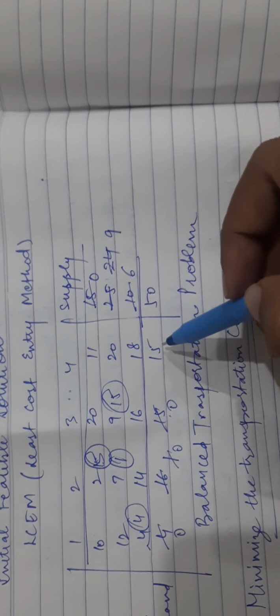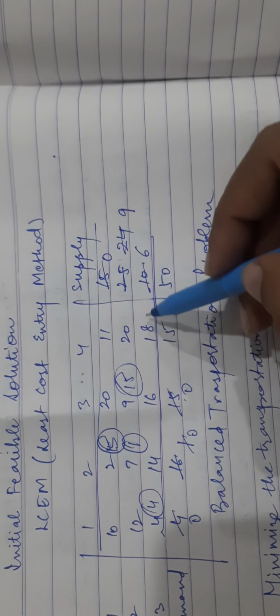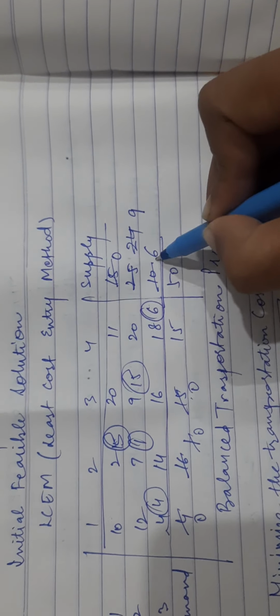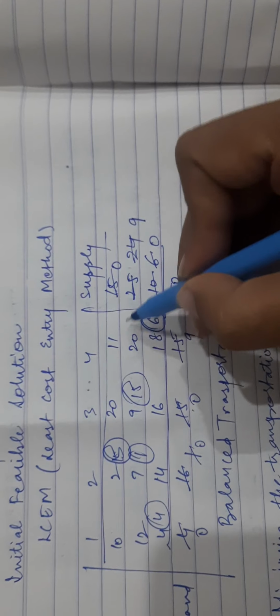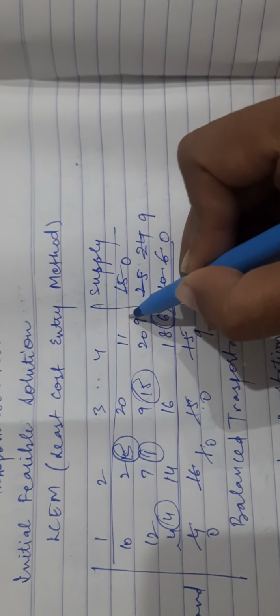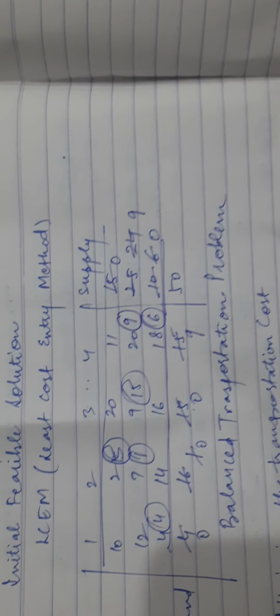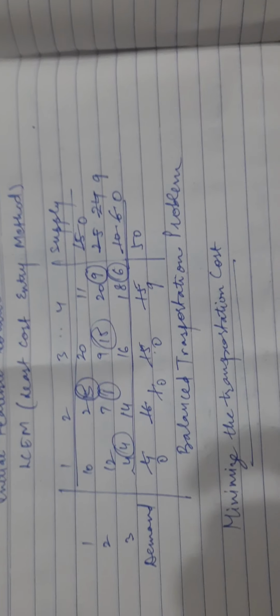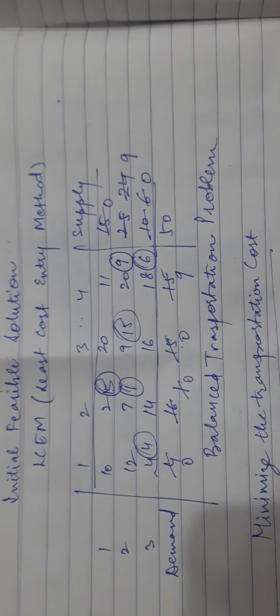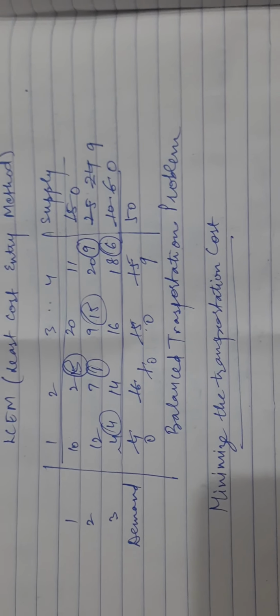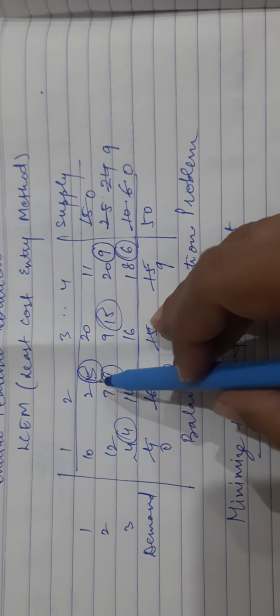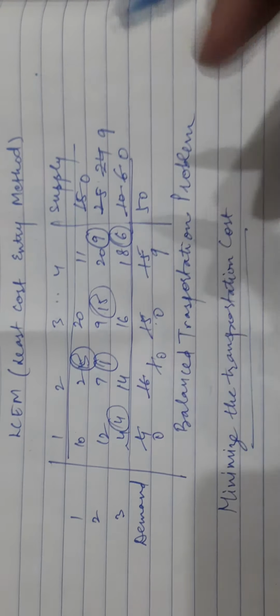Now I can make an allocation to 18. 18 is the cost, so 6 is the minimum allocation that can be made. Now 9 is left corresponding to 20. Opposite 20 there is 9, so I made an allocation of 9. So I begin with the least cost cell and then make allocations following the next least cost and the next least cost. First I made the allocation to 2, then 7, and so on.